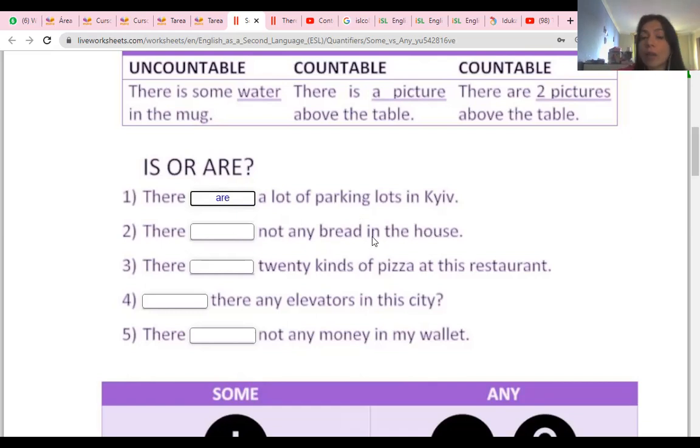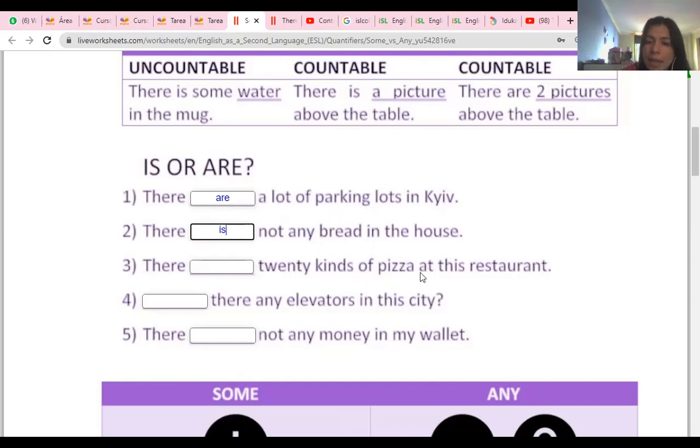Not any bread in the house. Bread is uncountable, no contable. In this part, we have a negative sentence with any. Any significa nada. See? Any we use also for questions and for negative sentences. There isn't, or there is not any bread in the house. No hay nada de pan en la casa. See? There is, because this is an uncountable noun and we should use the simple form.